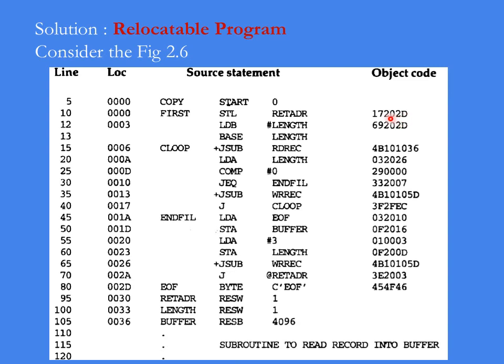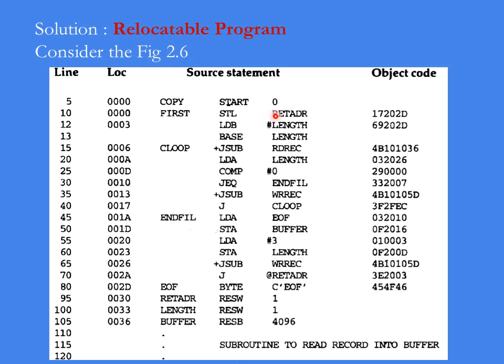It actually signifies the displacement value. So this 02D is not an address. It's a displacement value of this location, RETADR, from the actual address. So that's how this displacement is calculated depending upon the addressing mode used.